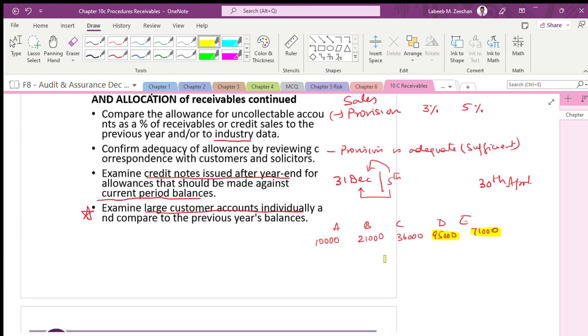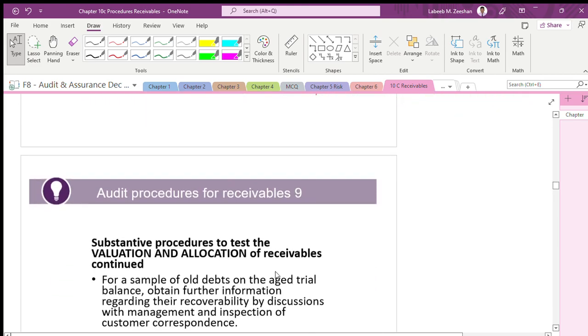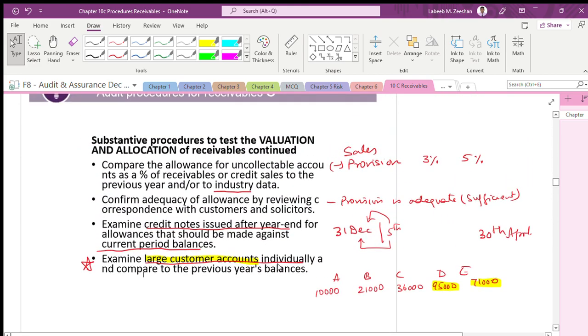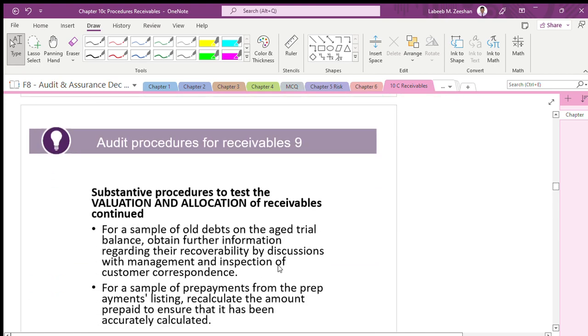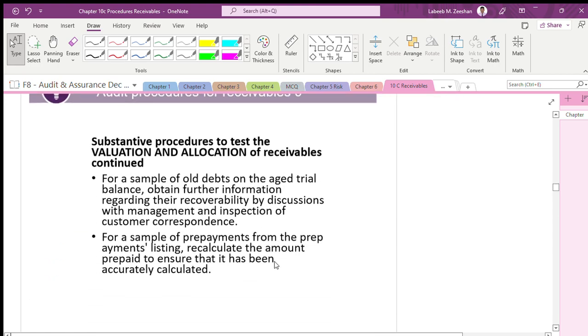That is the reason, if you are having large customer accounts. This is where we are talking in terms of valuation and allocation. For a sample of old debts, non-recoverable, aged, obtain further information.